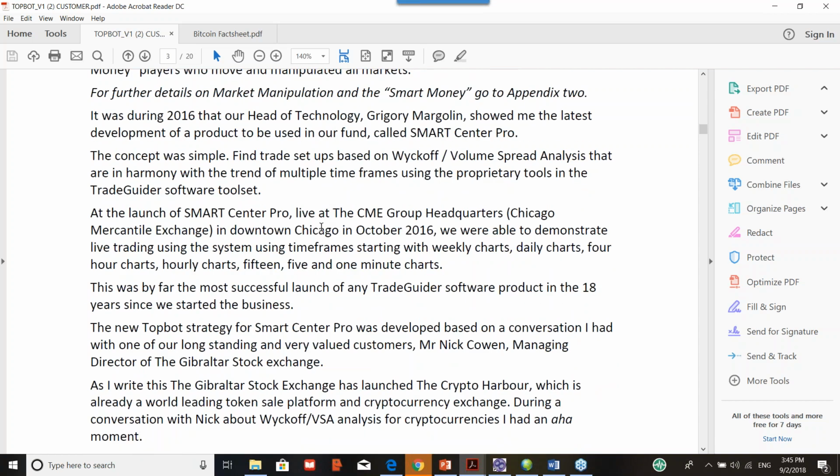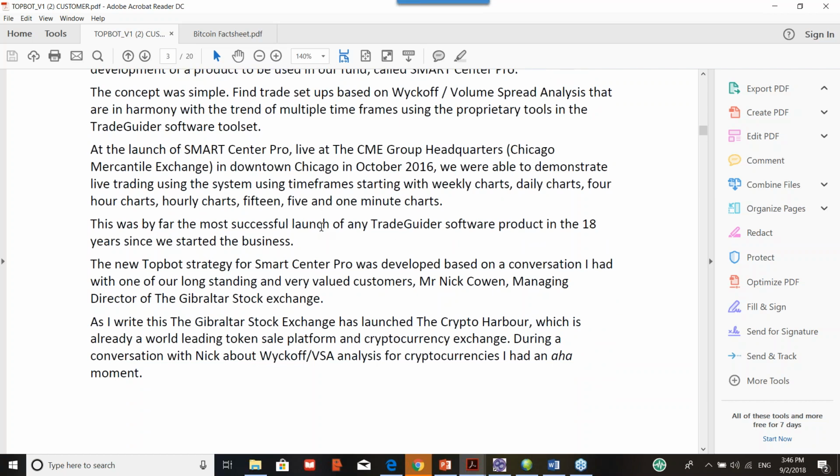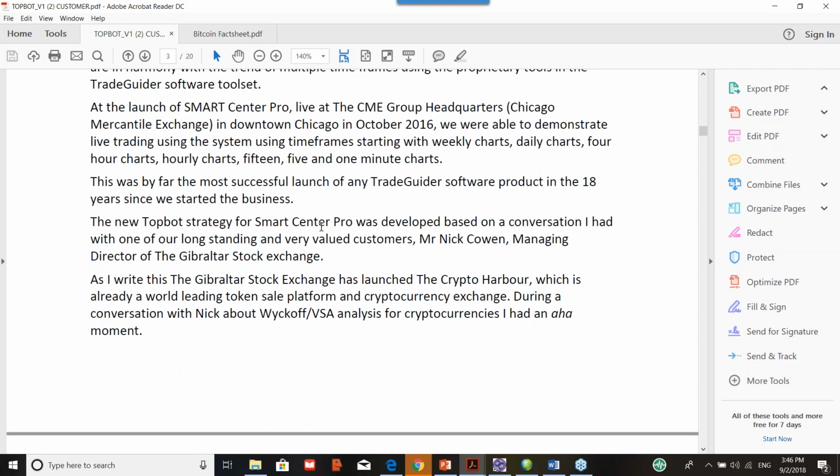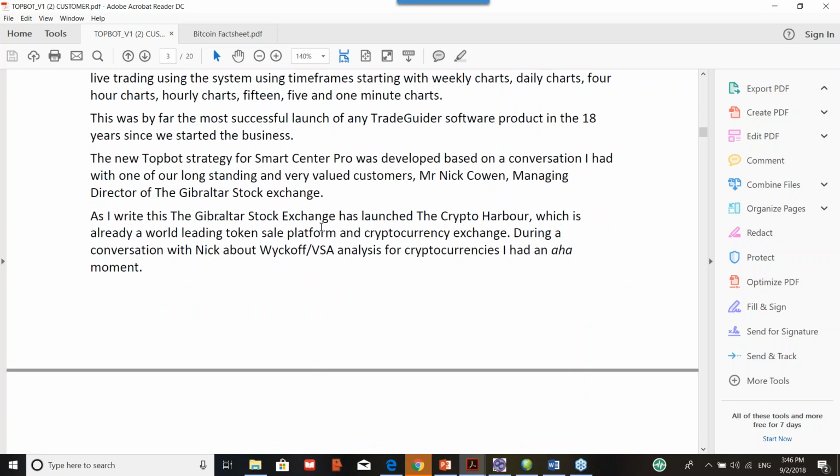The concept was simple. Find trade setups based on Wyckoff volume spread analysis that are in harmony with the trend of multiple timeframes using the proprietary tools in the Trade Guider software toolset. At the launch of Smart Center Pro, live at the CME Group headquarters, which is the Chicago Mercantile Exchange, in downtown Chicago in October 2016, we were able to demonstrate live trading using the system, using timeframes starting with weekly, daily, 4-hour, hourly, 15, 5 and 1 minute charts.